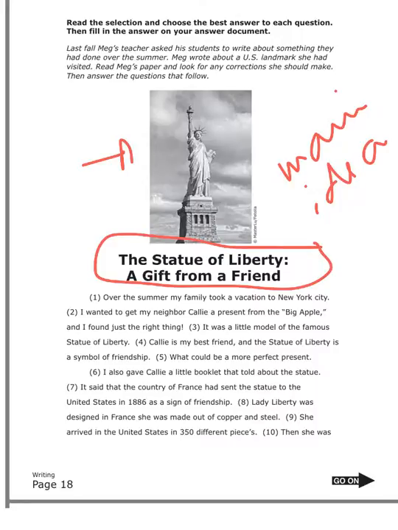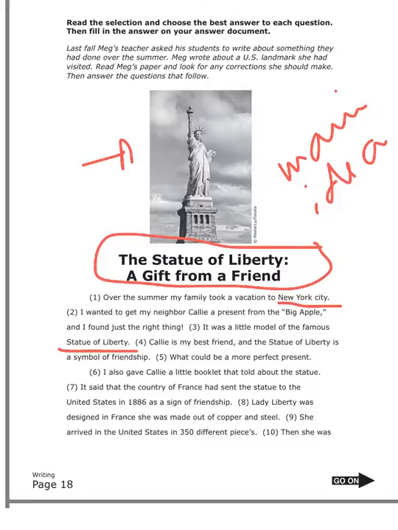Okay, let's see. Over the summer, my family took a vacation to New York City. I can see there is a spelling mistake in there. I'm just going to underline it. I can keep reading. I wanted to get my neighbor Callie a present from the Big Apple, which is New York City, and I found just the right thing. It was a little model of the famous Statue of Liberty, and if you can see, Statue of Liberty is all in capital letters because it's a name. Callie is my best friend, and the Statue of Liberty is a symbol of friendship. What could be more perfect present?